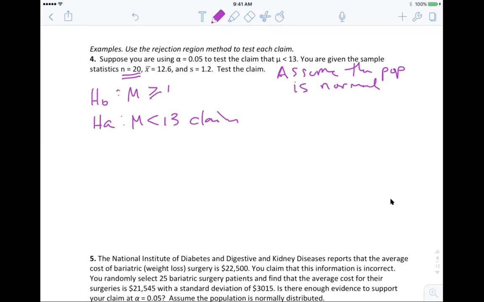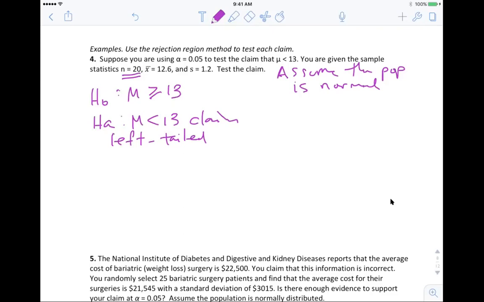H0 is greater than or equal to. Flip it around and reverse it. So this is going to be a left-tailed test because of the HA, right? HA defines what type of test. HA is less than, left tail.